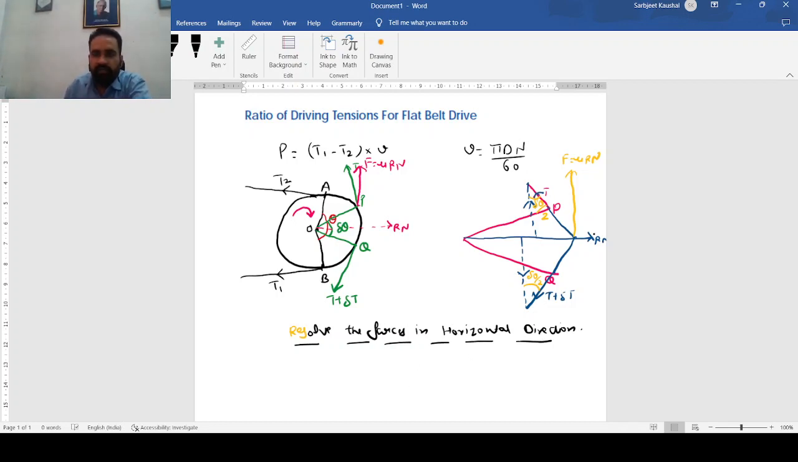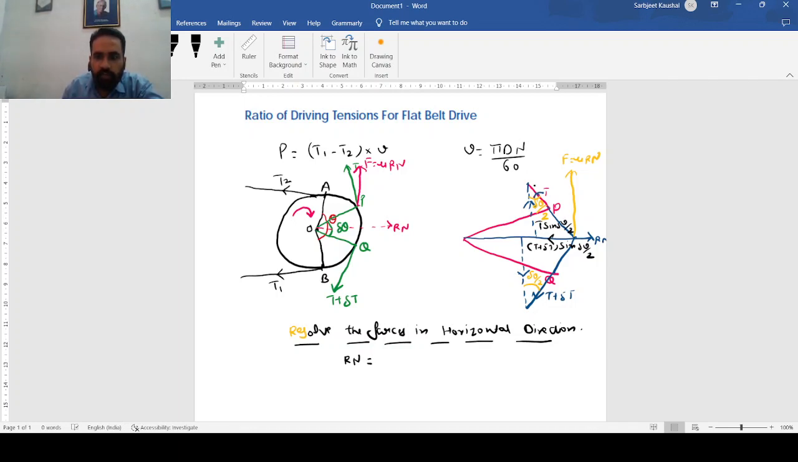So in horizontal direction, the first force is R N, in this direction. Now the component of this force T plus delta T in horizontal direction will be (T plus delta T) multiplied by sine delta theta by 2. Similarly, the component of this T in horizontal direction will be T sine delta theta by 2.